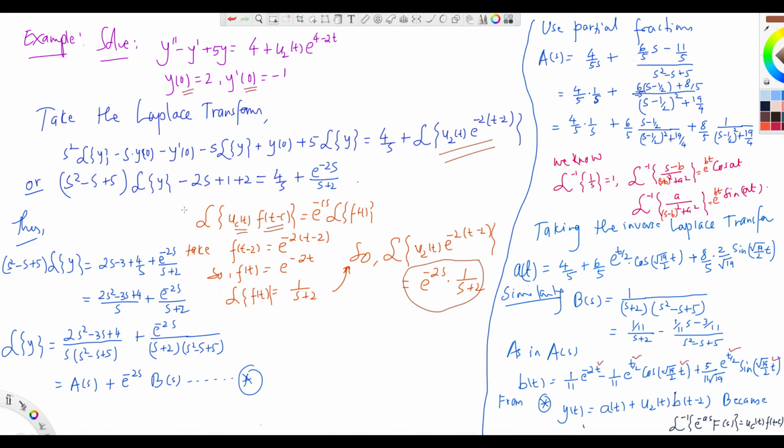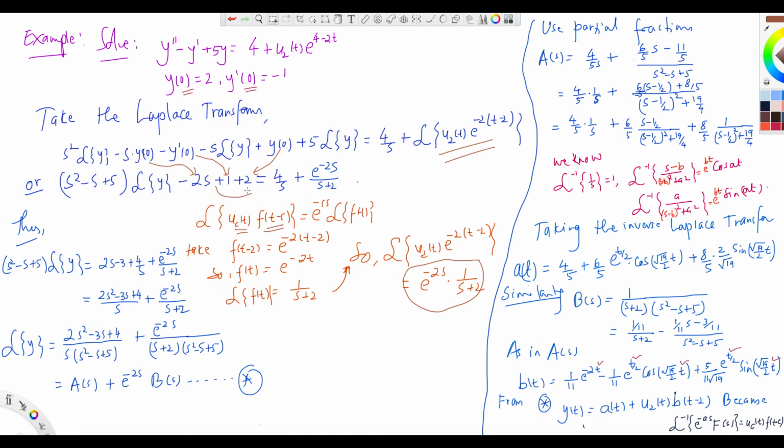Now what we do next is we simplify and solve for the Laplace transform of y. Okay, so how much is that? So y(0) is 2, so it will be negative 2s. That's what you get, right? And y'(0) is negative 1, so negative y'(0) will be positive 1 there, right? And then y(0) is 2. That's what we use. So what do you get? You get negative 2s plus 3, right?